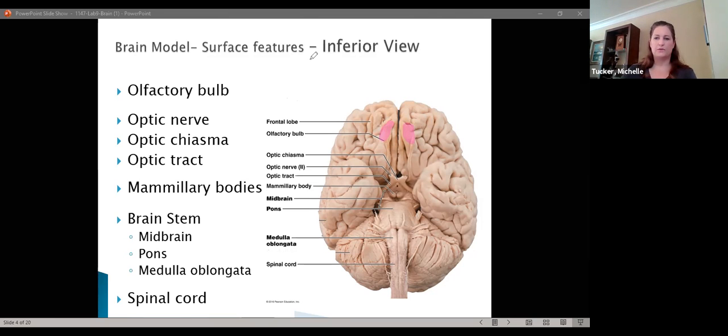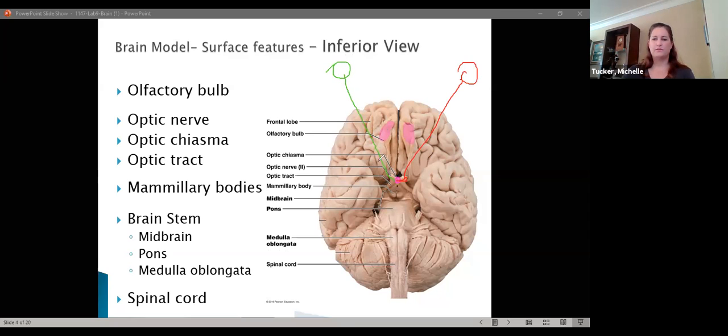Then we will go to the chiasma. So the optic chiasma is the crossing over point of the optic nerves. So you have an eyeball here, and it is going to connect via this optic nerve here. And then you have another eyeball, and it's going to connect via this optic nerve.